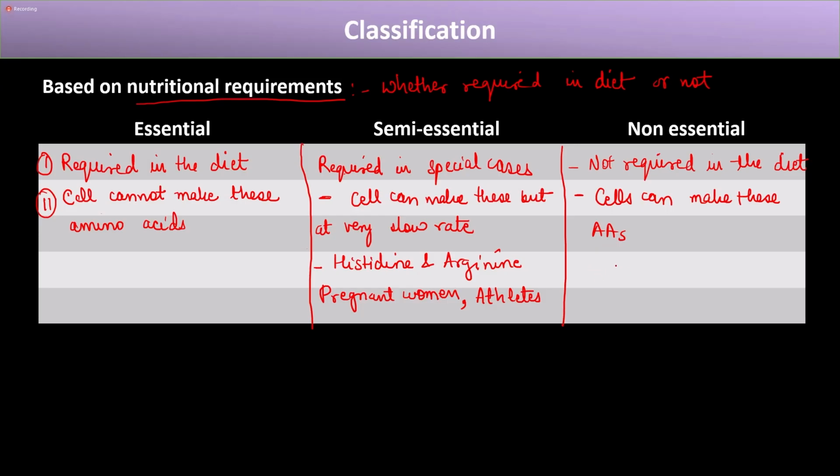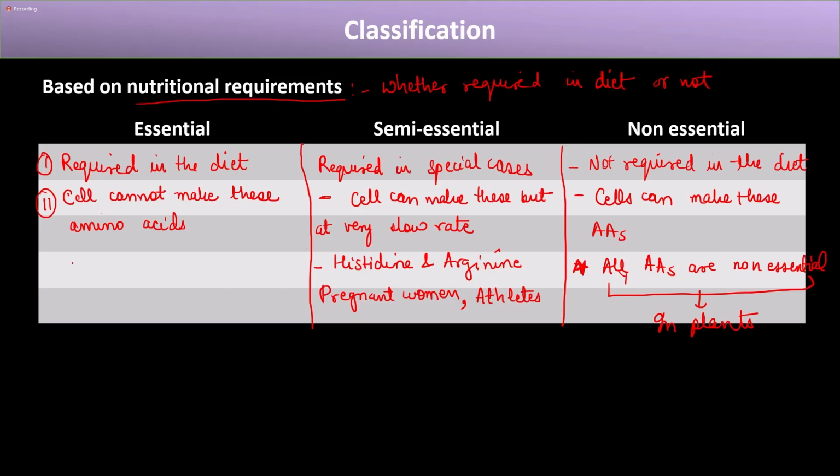Now, one more thing. In the case of plants, we saw in the first slide that a plant is able to make all the amino acids by itself. So in plants, all amino acids are non-essential, because a plant is able to make all the amino acids by itself.